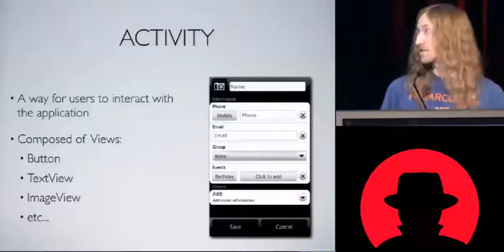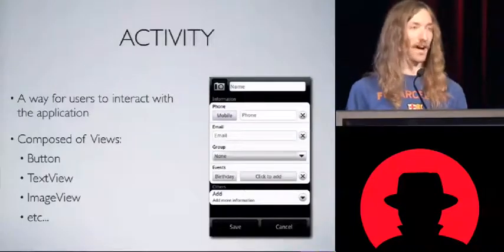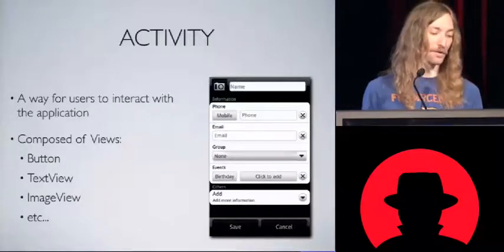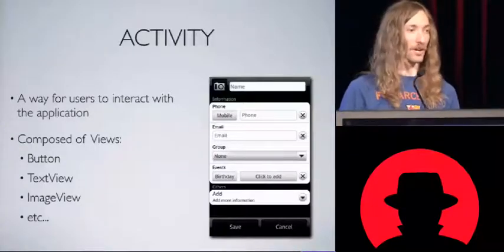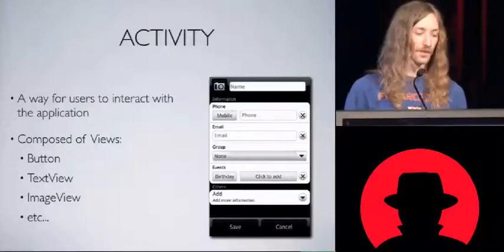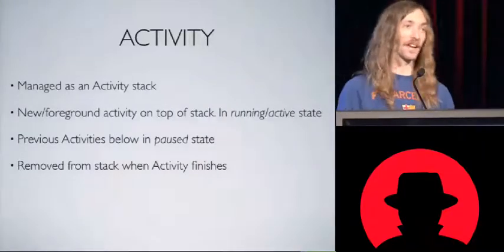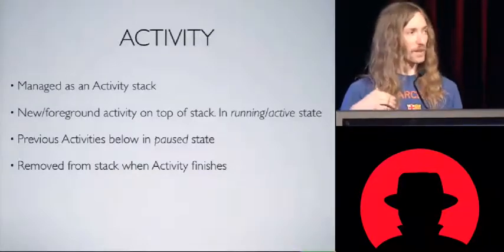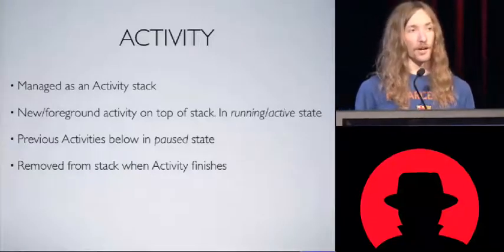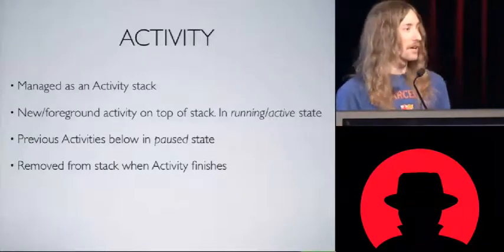Activities. Activities on Android are basically just a UI screen. This is a way for a user to interact with an application. The activity itself is going to be composed of views, which on Android are essentially just your UI widgets, your buttons, image views, text views, a lot of things like that. The activities themselves are managed in an activity stack. So essentially, any new activity that is created or started will be running in the foreground on top of the stack. This will be in an active state.